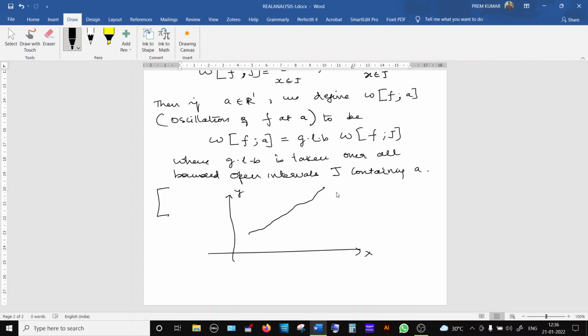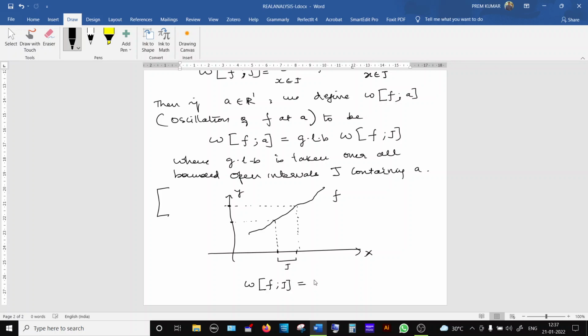Suppose this is a function f doing the mapping from set A to B, and suppose this is the interval J. So now the corresponding function values you have to see here. I am just giving some corresponding function values, from here to here, and suppose this is a set. What is the meaning of oscillation of this function f over the set J?